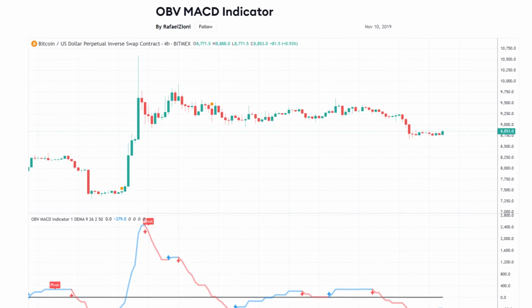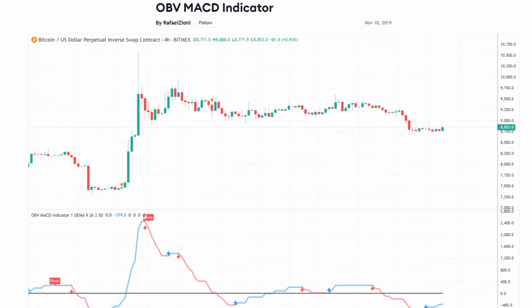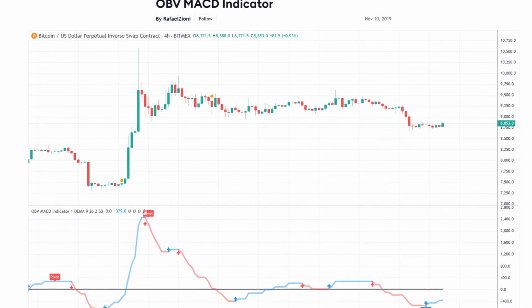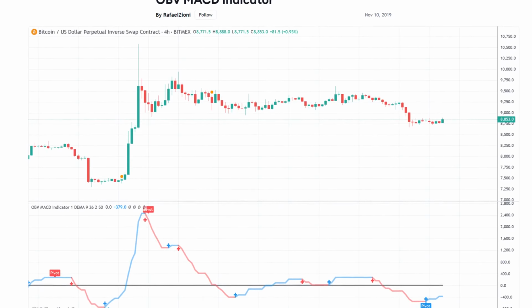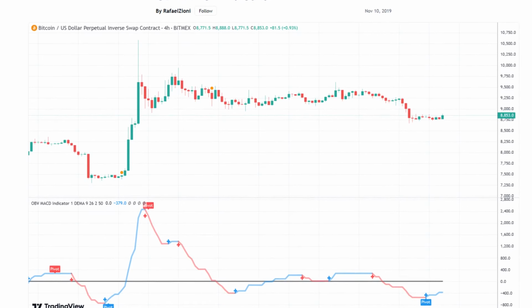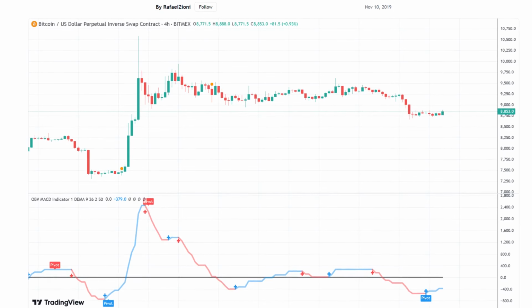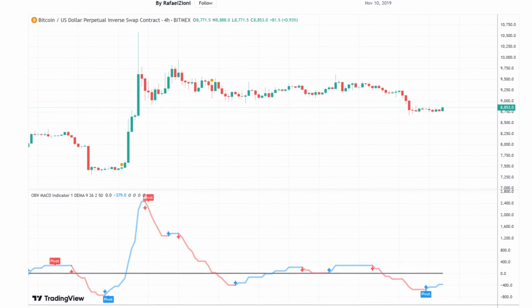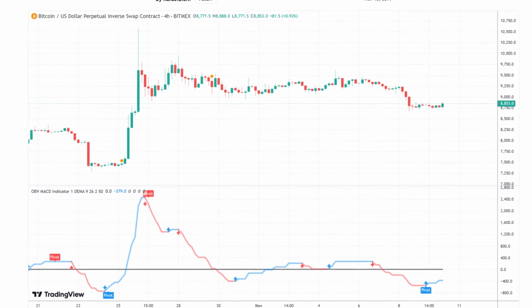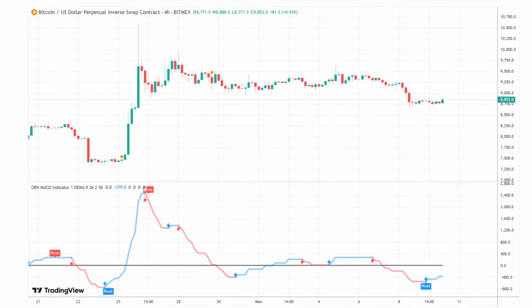The OBV component measures the buying and selling pressure by comparing the volume on up and down days, while the MACD aspect calculates the difference between two moving averages to identify trend direction and strength. Together, they offer a comprehensive view of the market's movements.